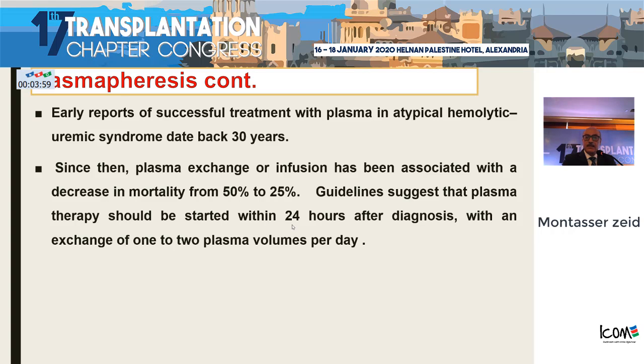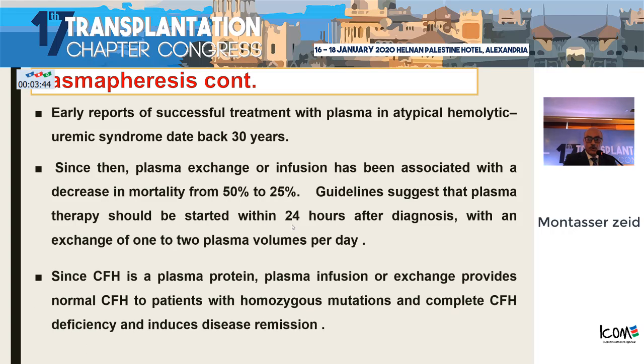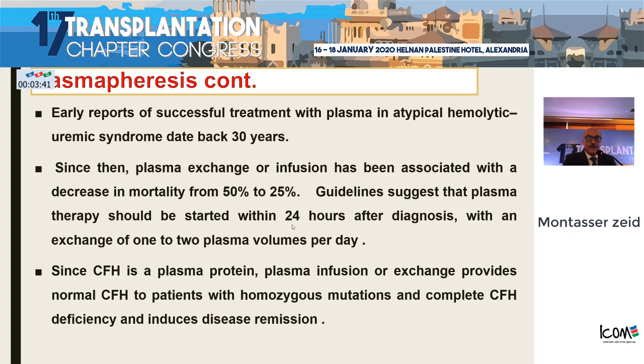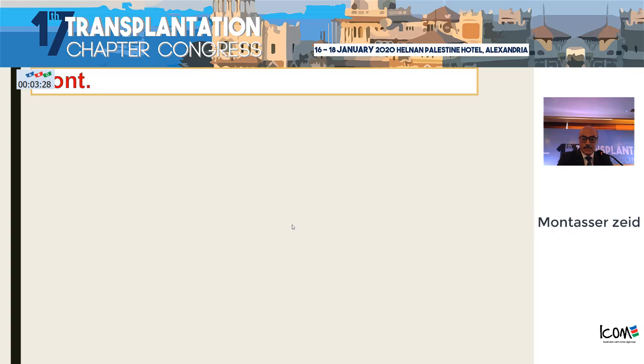exchange or infusion has been associated with a decrease in mortality from 50% to 25%, and the guidelines suggest that plasma therapy should be started within 24 hours after diagnosis with an exchange of 1 to 2 plasma volumes. Since complement factor H is a plasma protein, plasma infusion or exchange provides normal complement factor H to patients with homozygous mutation and complete complement factor H deficiency and induces disease remission.